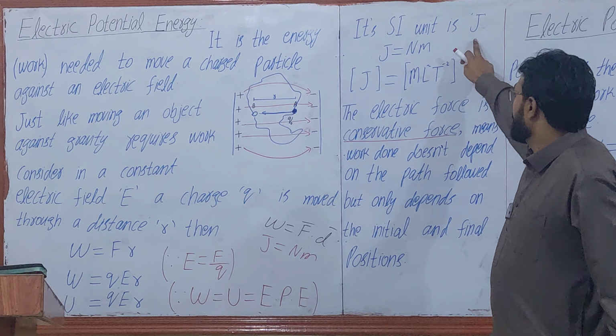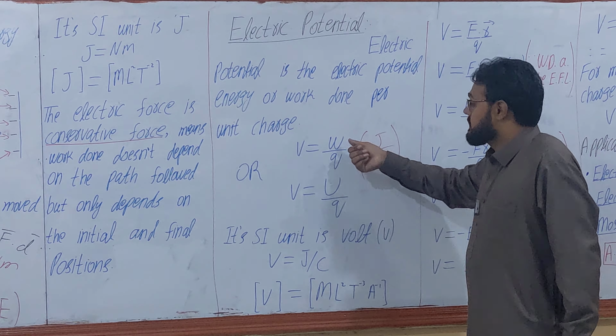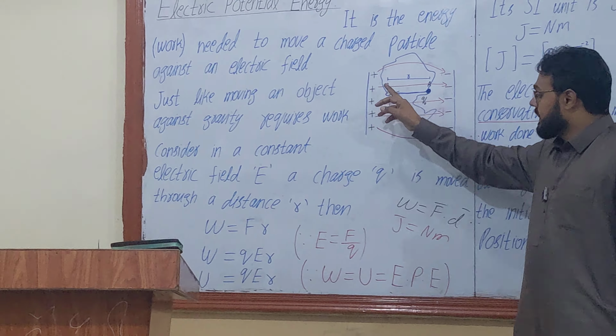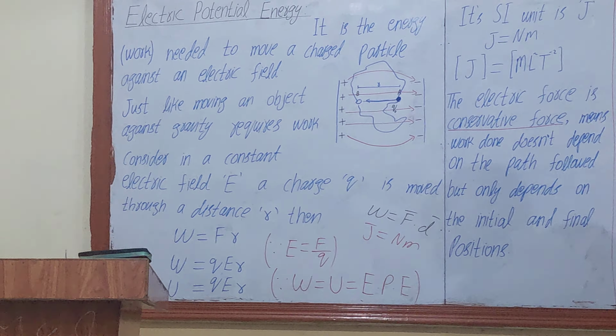It is measured in joule per coulomb. Work is measured in joule, charge is measured in coulomb. Electric potential is joule per coulomb, and this work is stored as electric potential energy. So the work is equal to U, and electric potential energy is represented by U.